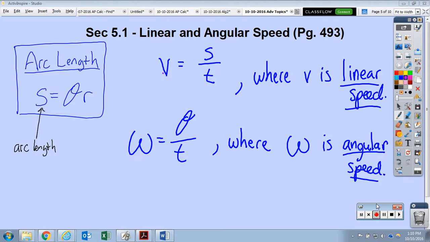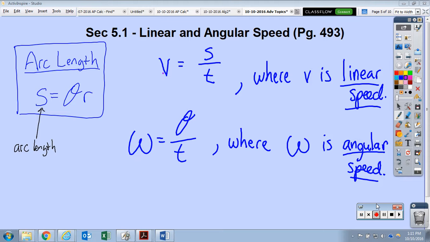So again, the fundamental difference: if actual distance is being covered, we're talking about linear speed. If we're not talking about distance being covered, we're talking about angular speed, just how quickly the angle is opening up. And let me give you a perfect example. Does anyone need more time on the slide?